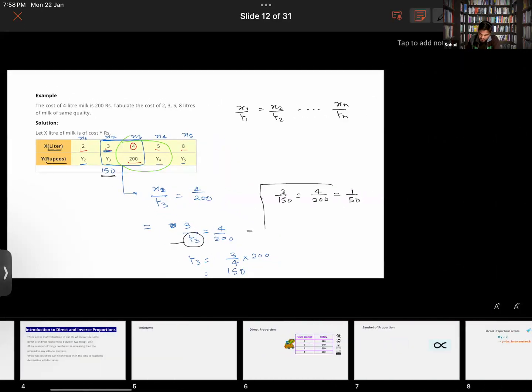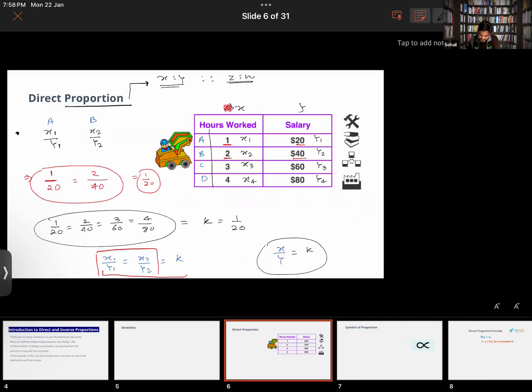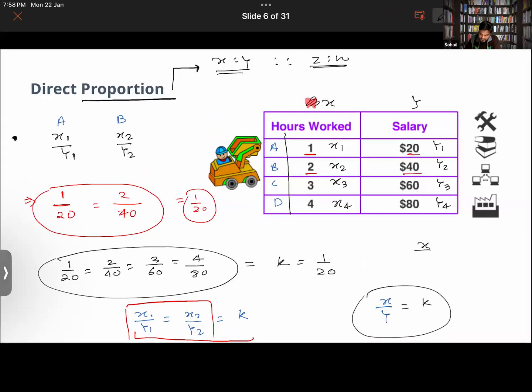Now recall the formula we discussed moments ago, that x upon y is equal to k. If you are required to find the value of y, and you have already found the constant k, can't I simply say that y will be x upon k? Can I say y is equal to x upon k here? Is everyone getting this or not?